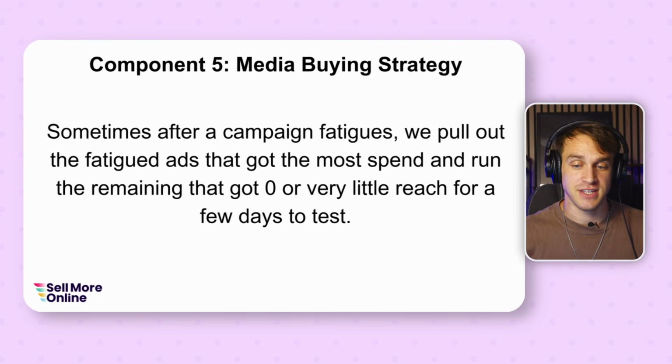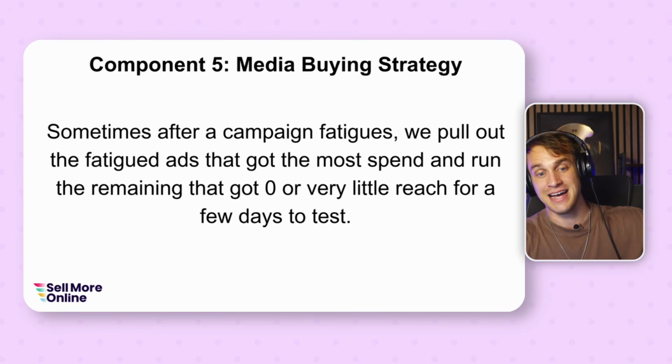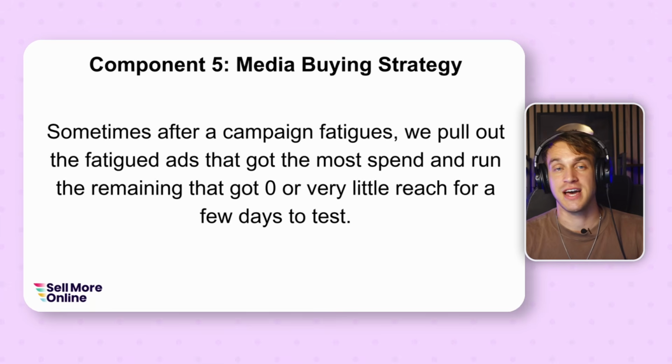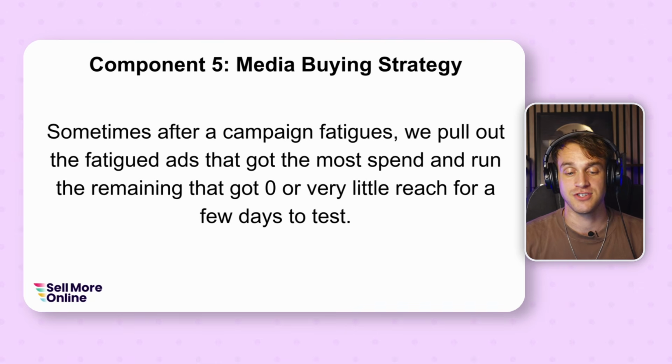So after a campaign fatigues, again, the best practice is to duplicate that ad set, or if you're running CBO, just duplicate the campaign. Basically, we'll duplicate the ad set in an ABO, pull out the creatives or the ads that fatigued and put new ones in there. That's best practice. But sometimes what we'll do is pull out the fatigued ads that got the most spend and then run the remaining ones that got zero spend or very little reach for a few days to test those and see if Meta just kind of skipped them. But most of the time when Meta doesn't spend on something, we've noticed that it just wasn't a good creative in Meta's eyes, so it's not going to scale in that structure anyways.